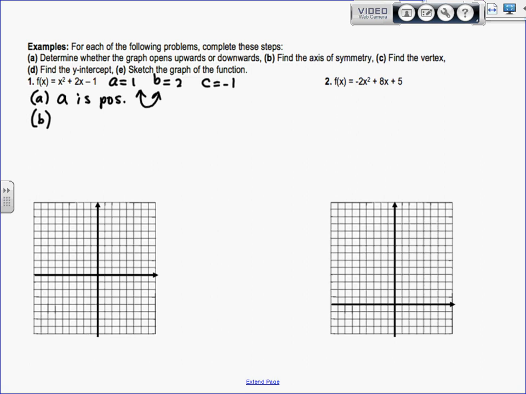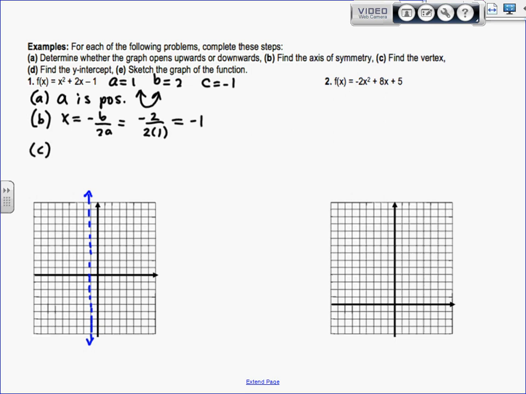All right, B. Find the axis of symmetry. So I have x equals negative b over 2a. So I have negative 2 over 2 times 1. So negative 2 divided by 2 is negative 1. Okay, so on my graph, I'm going to go to x equals negative 1, and I'm going to draw in that vertical line. That's my axis of symmetry. That's my fold line.